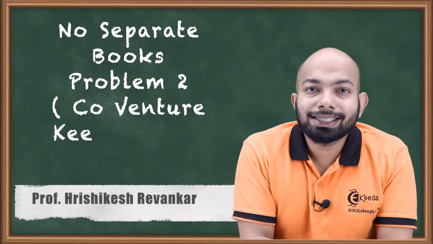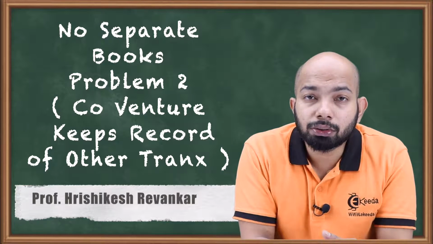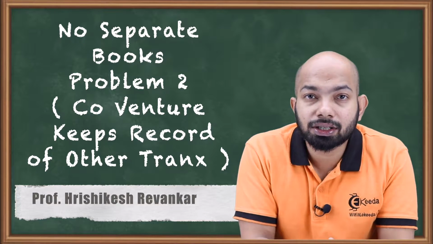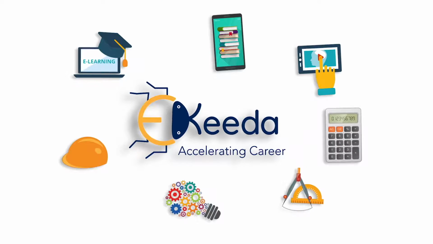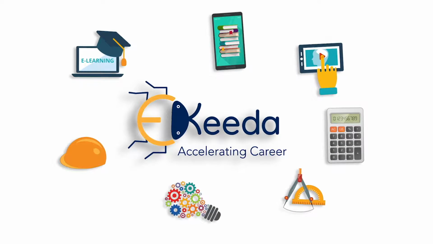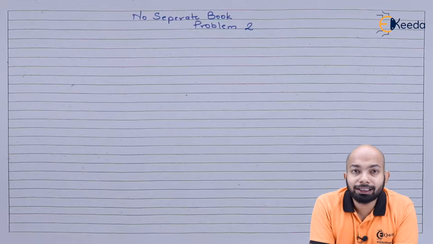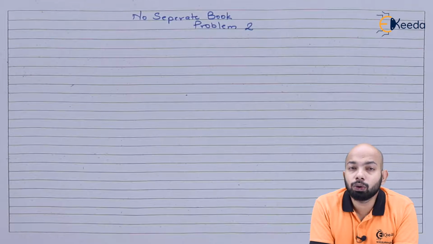Hello friends, we'll be understanding an illustration which will refer to the no separate book problem. So let's understand that with some illustrations. So when we understand that no separate books are being maintained, that means every co-venturer keeps a record of all the transactions that are done by him. So let's figure out what do we have in this illustration and what do we need to prepare.